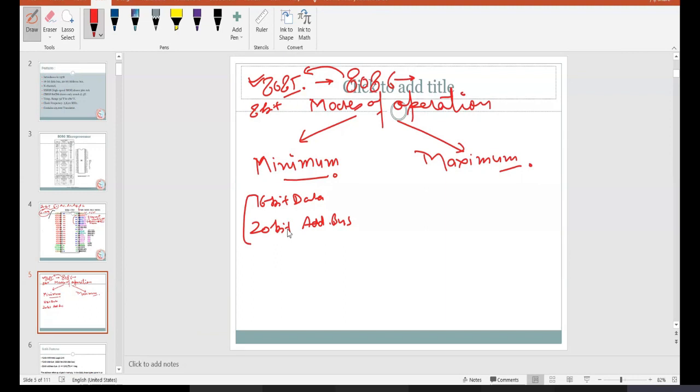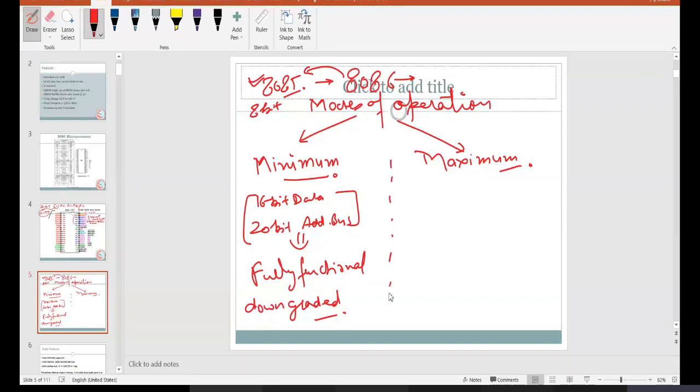But if we are selecting the minimum mode, it will not be fully functional. It will be working like a downgraded processor. It will not use its full capacity, because when I tell you the actual operation of 8086, you will be amazed that it can do a lot of things. It is very well and meticulously designed. Still, if you want it to work in a minimum configuration, that is also possible.